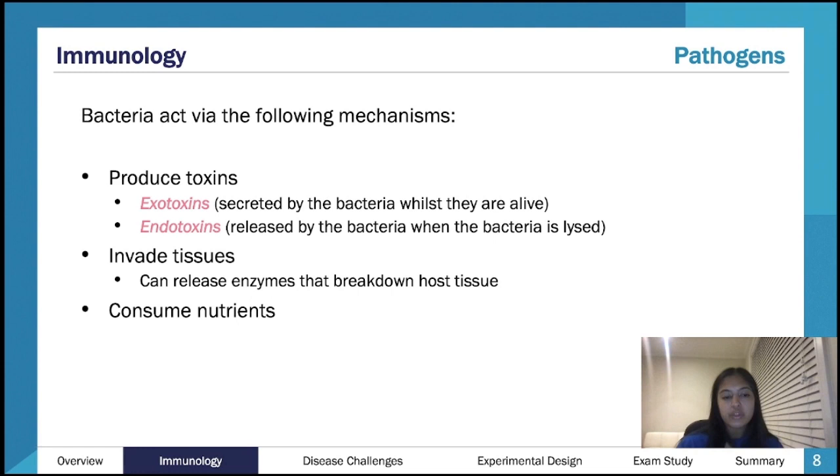Consuming nutrients is a big thing because basically they just outcompete everything else. Your bacteria are consuming nutrients that your cells need, so your cells are losing and ultimately going to die. That's often why in bacterial infections you can get changes in the level of glucose, because bacteria are consuming the resources that your cells need. That's pretty general, inhibiting normal cell functioning as well. Okay, hopefully that all makes sense.